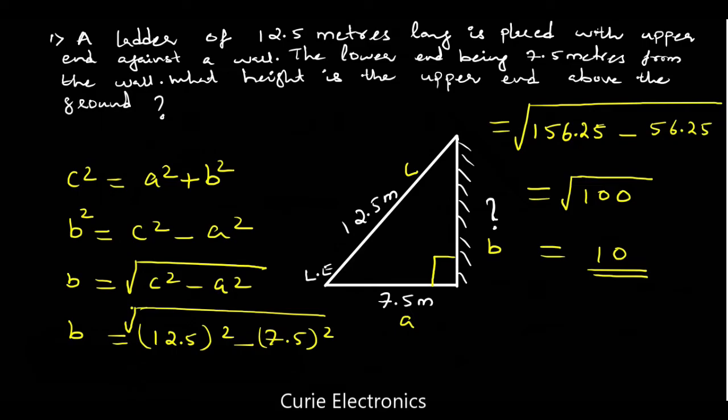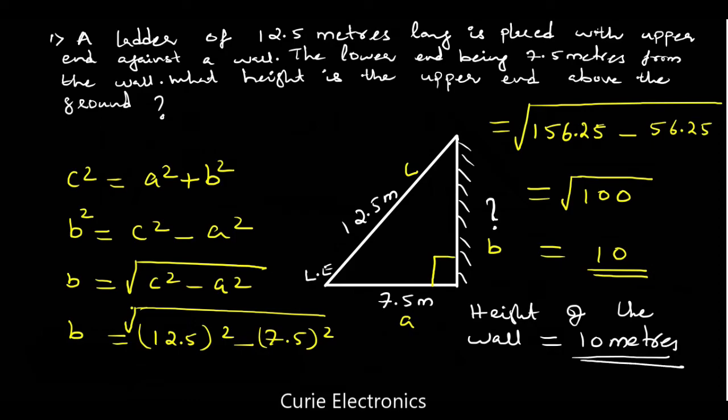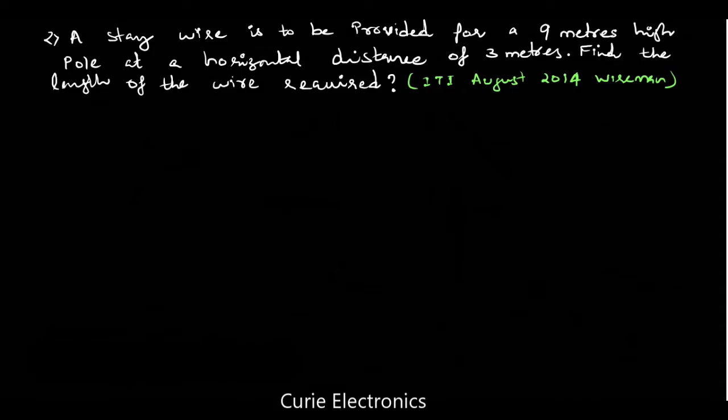We will get plus or minus, but this is a length, a distance, so it's always a positive number, 10. So now we got the height of the wall from the ground. So we can write height of the wall equals, what is the units? 10 meters. Meters, we will not do anything with the units. So it is 10 meters. Let's take up the next problem.